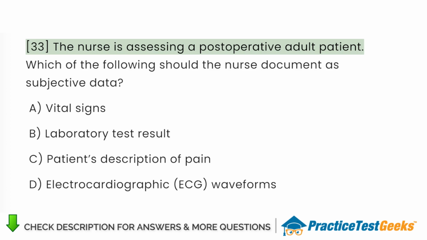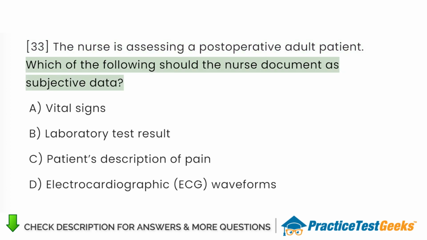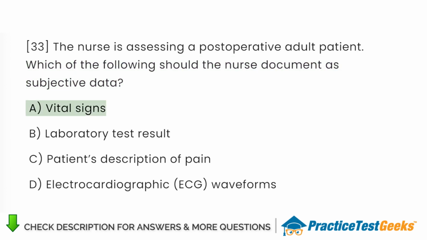The nurse is assessing a postoperative adult patient. Which of the following should the nurse document as subjective data? A. Vital signs. B. Laboratory test result. C. Patient's description of pain. D. Electrocardiographic waveforms.